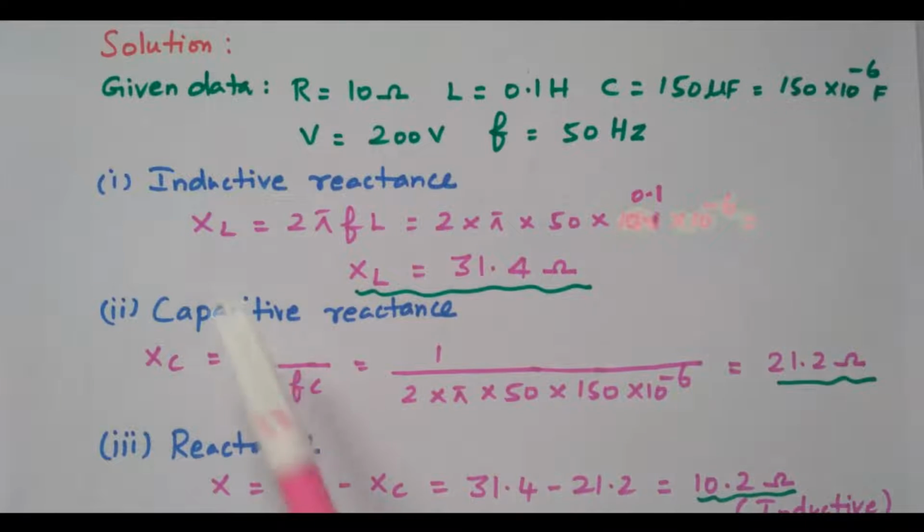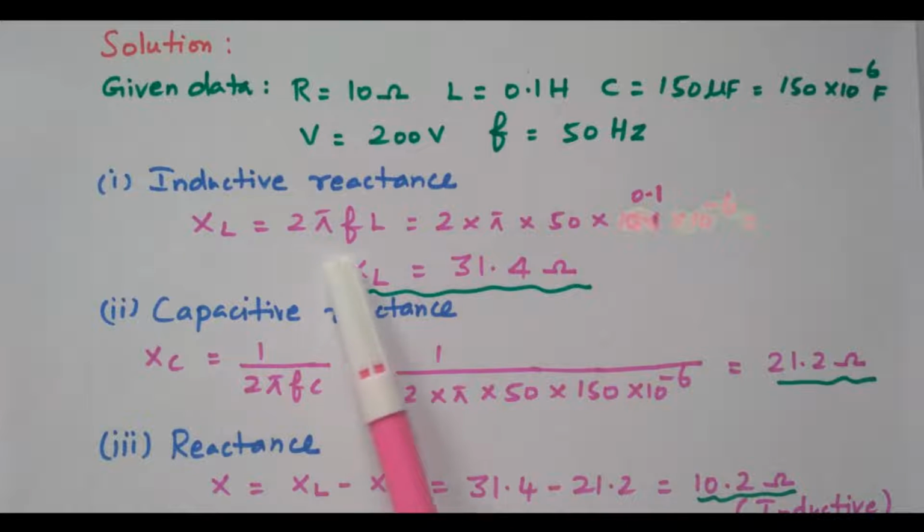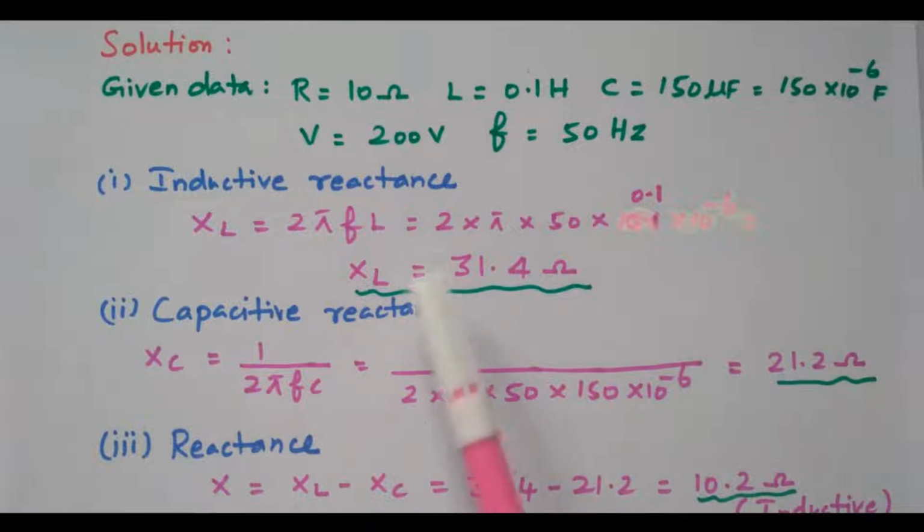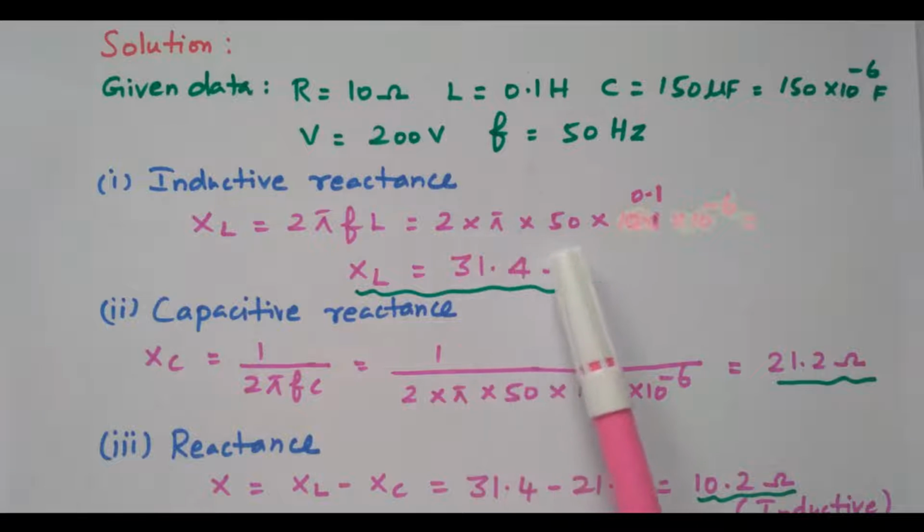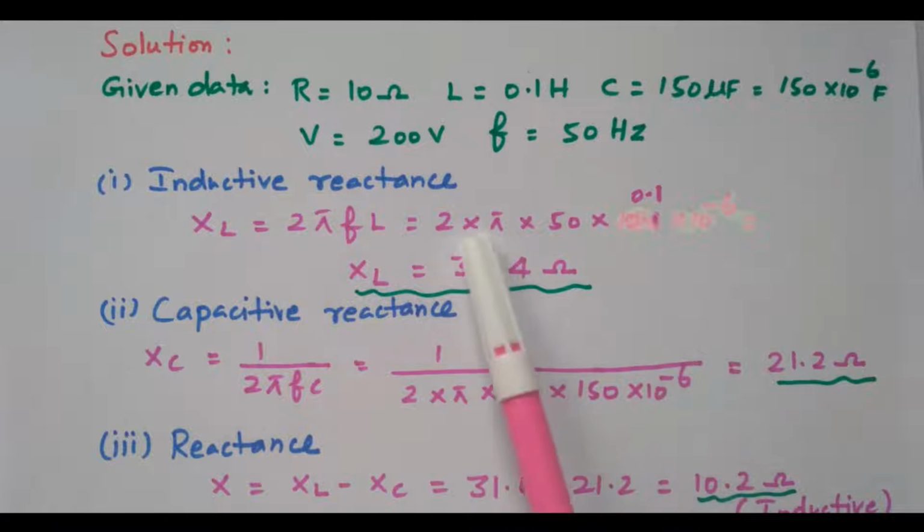The first one, inductive reactance. Inductive reactance is XL. XL equal to 2 pi F into L. So 2 into pi into the frequency is 50 and the inductor value is 0.1. So by solving this we will get XL equal to 31.4 ohm.